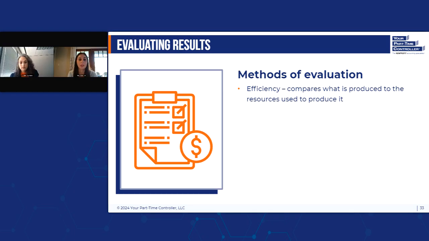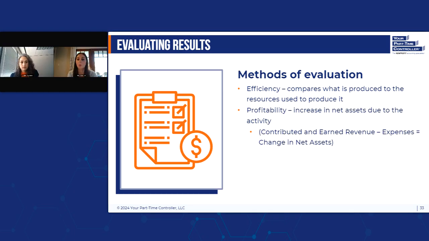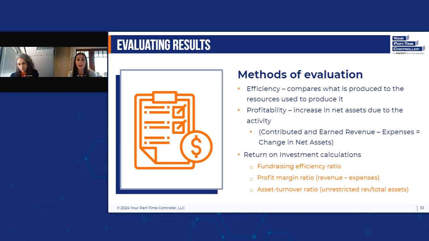And we can also look at profitability, which is our revenue, both contributed and earned, less our expenses. And here we want anything positive. And another return on investment calculation we can look at is the asset turnover ratio, which is the unrestricted revenue over total assets, and we want to see that ratio be greater than 1.